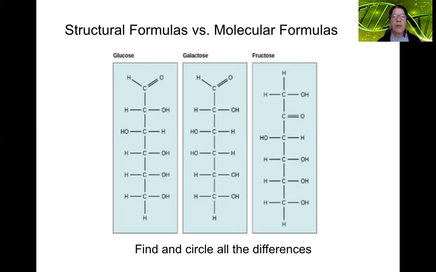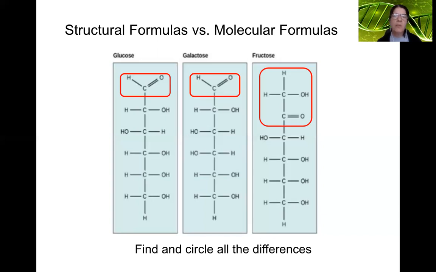What you will see here is, let's examine the upper part of the structural formulas. These 2 molecules have identical upper parts. However, fructose looks quite different at this end of the molecule. You can see that the atoms are arranged quite differently. So that's one obvious difference between fructose and glucose and galactose.